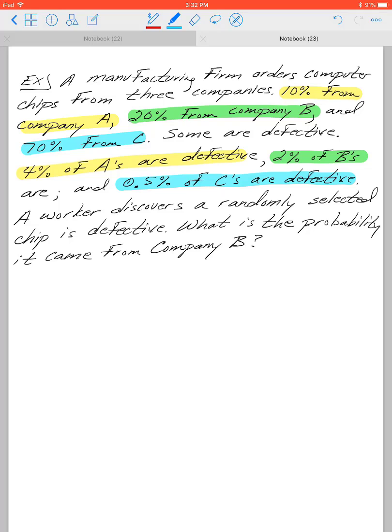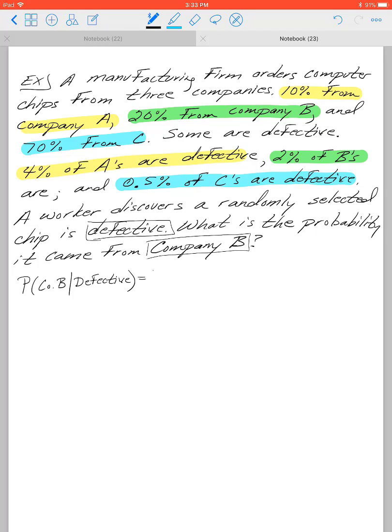So first, let's write the question, and then we can construct a tree. Let's write the question with statistical or probability type notation, right? We know the chip is defective. We are asking the likelihood of it coming from company B. So the question here is, what is the probability that this chip came from company B, given we already know the chip is defective? That's what we're being asked here.